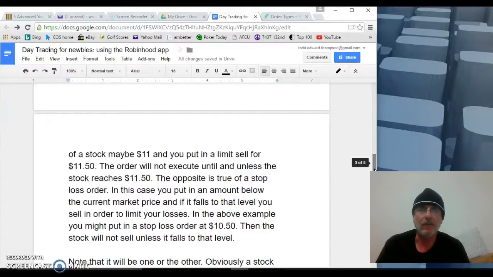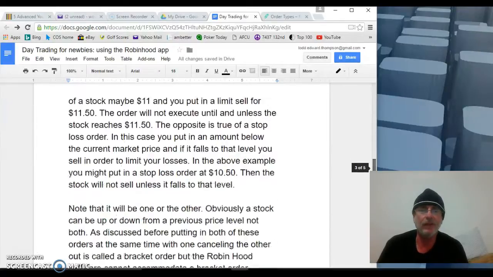Now, on the flip side, the opposite is true of a stop loss order. In this case, you put in an amount below the current market price, and if it falls to that level, you sell in order to limit your losses. In the above example, you might put in a stop loss order at $10.50. Then the stock will not sell unless it falls to that level.